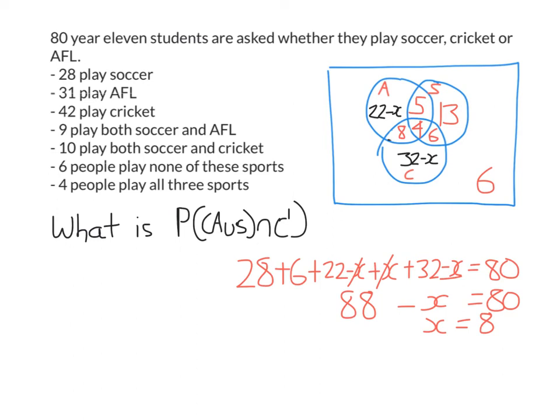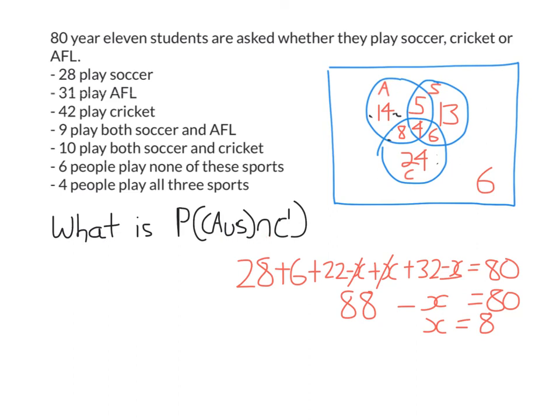So I can put an 8 at their overlap here. So that means this number here is 32 minus 8, which is 24. And it means that this number that goes up here will be 22 minus 8, which is 14. So a quick check tells us there are 14, 8, plus 4, plus 5, 31 in the AFL circle. There are 42 in the cricket circle. All of these numbers add up to 80, so my Venn diagram is finished. That is the hard part done.